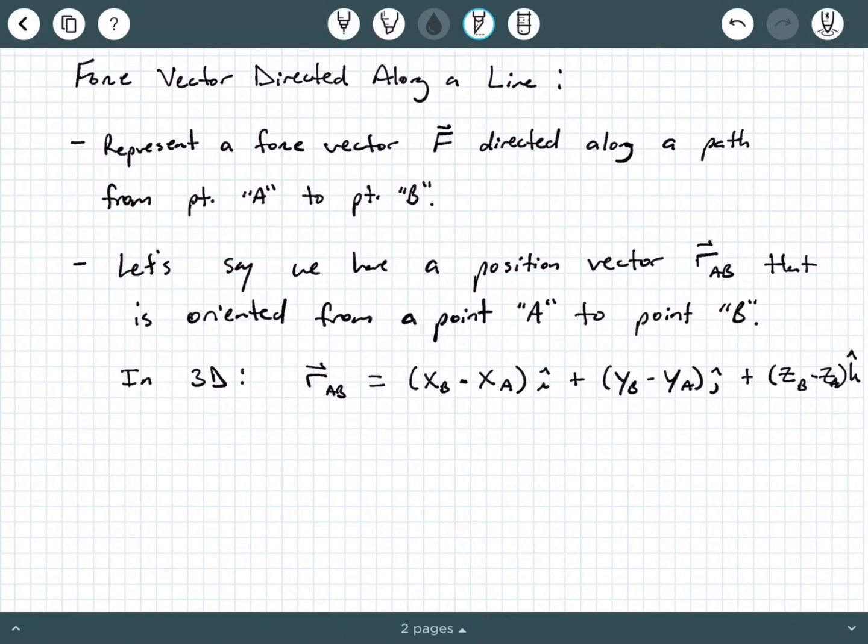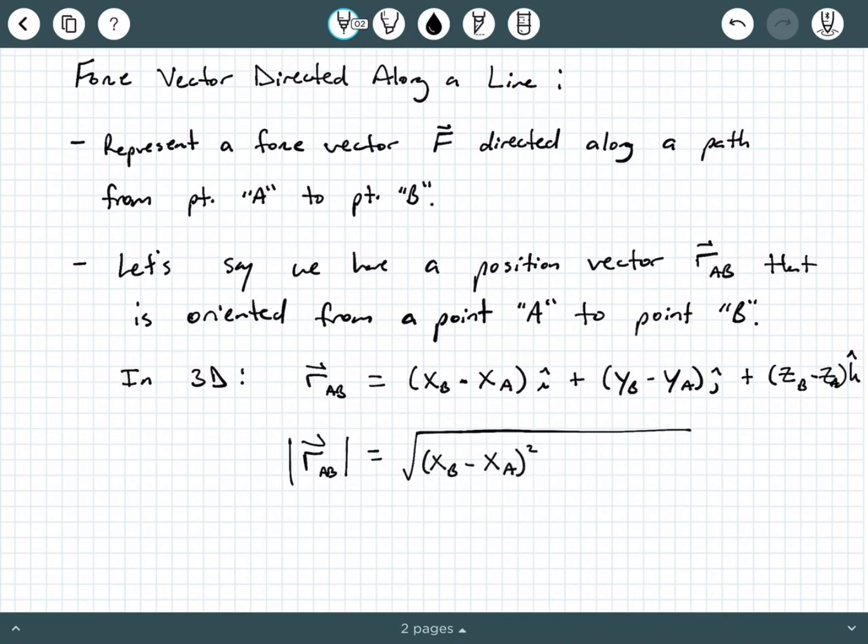Okay. Now, what's the magnitude of this position vector? Well, we know that the magnitude of this position vector comes from the Pythagorean theorem, which also happens to be the distance formula. So, of course, as from our previous videos, we have the square root of (xb minus xa) squared plus (yb minus ya) squared plus (zb minus za) squared, and that's the magnitude.